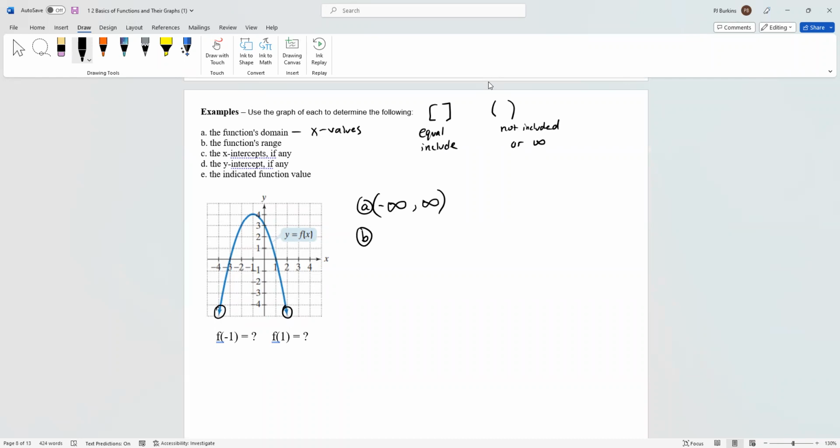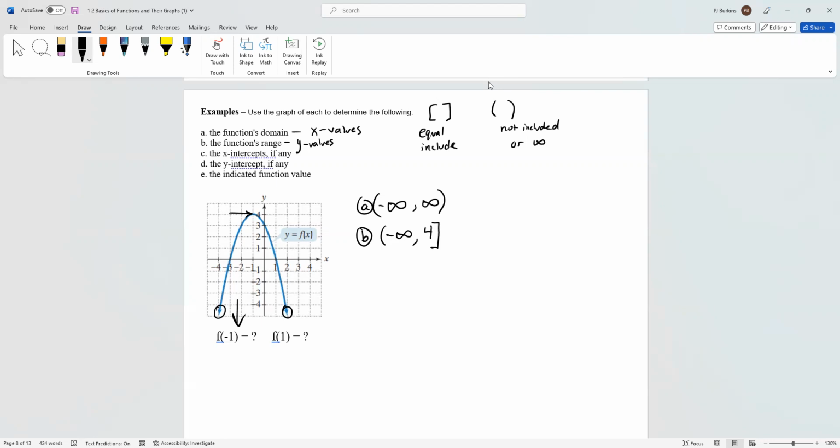What about the range? Well, range is all of the y values. So what values of y are we allowed to have? Well, again, this thing continues on in the negative direction forever, but it gets no higher than, it looks like, y equals 4. So we would say negative infinity. It can go on forever in the negative direction, but the highest it can get is 4, and that's equal to 4. So we use the bracket.